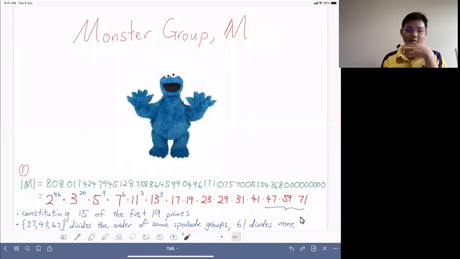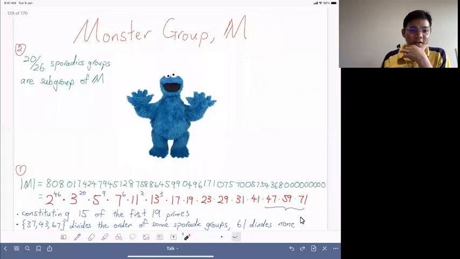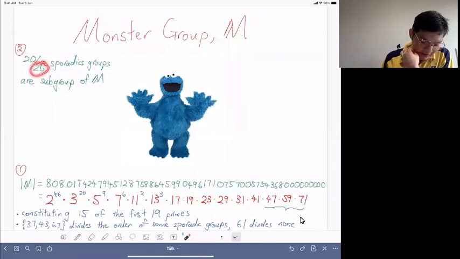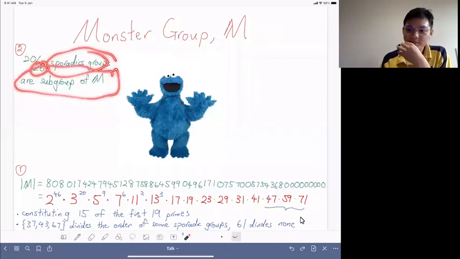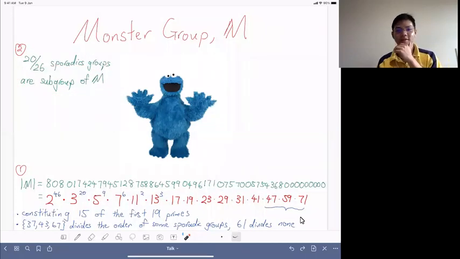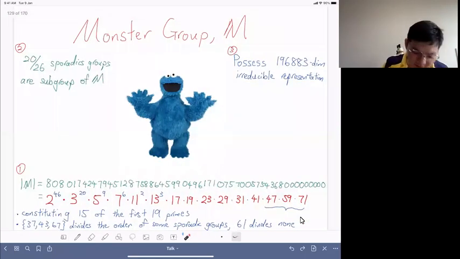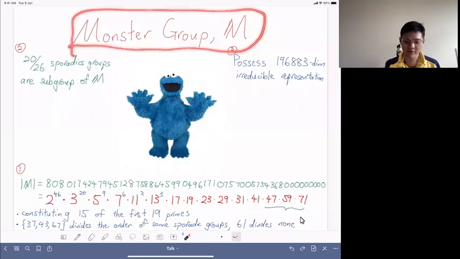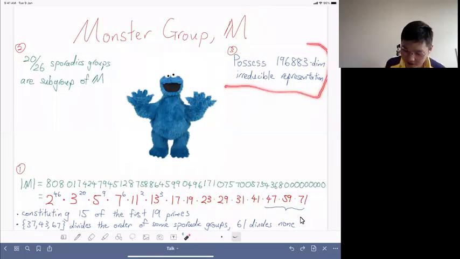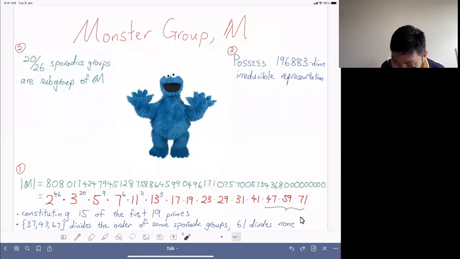And then what else? 20 out of 26 sporadic groups are subgroups of this monster. This is how big the monster is. And before this monster group was discovered or written down, they already knew that it possesses an irreducible representation of dimension 196,883.